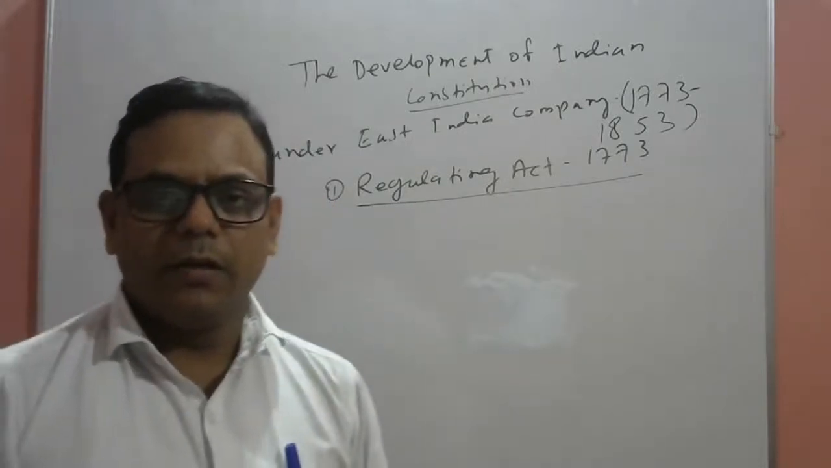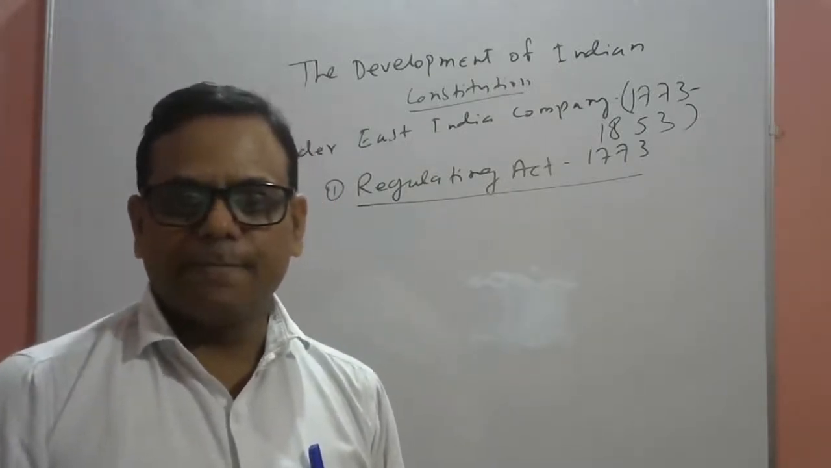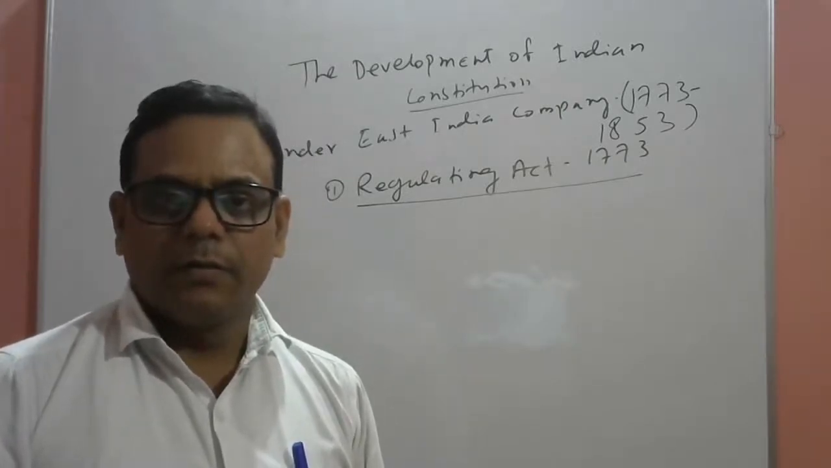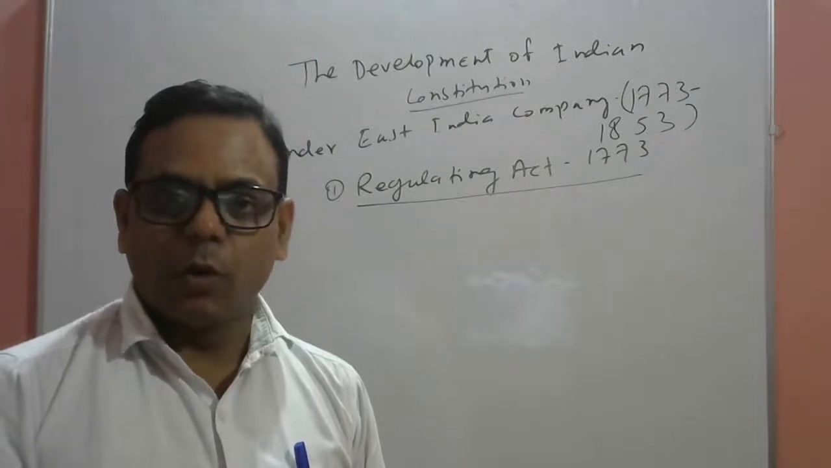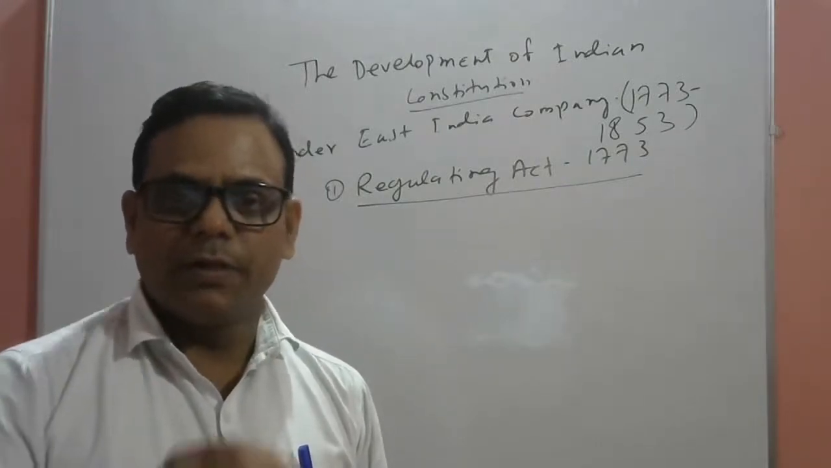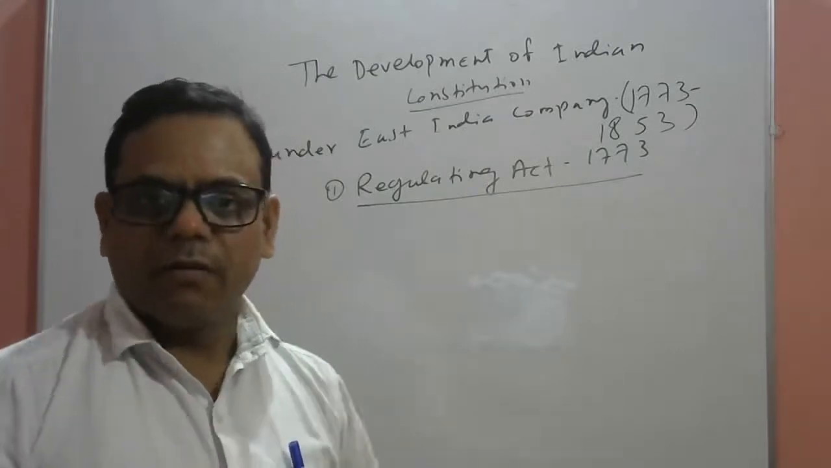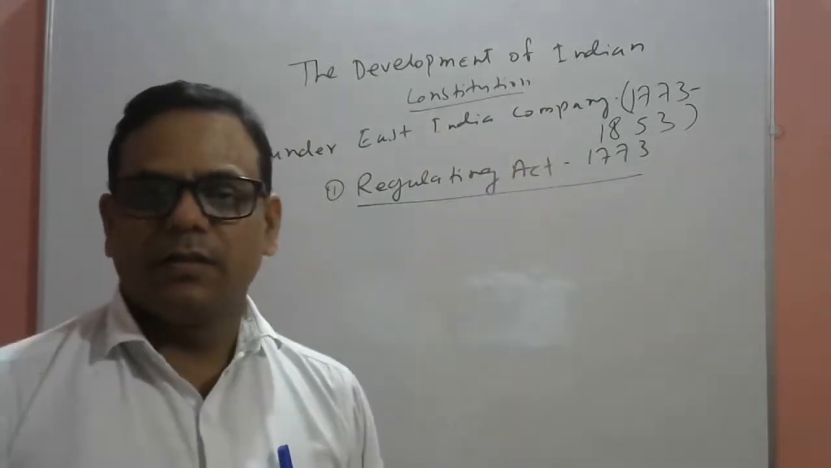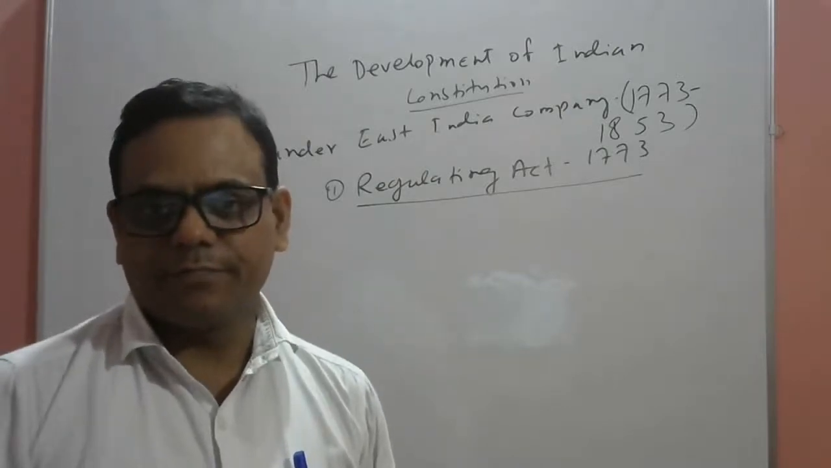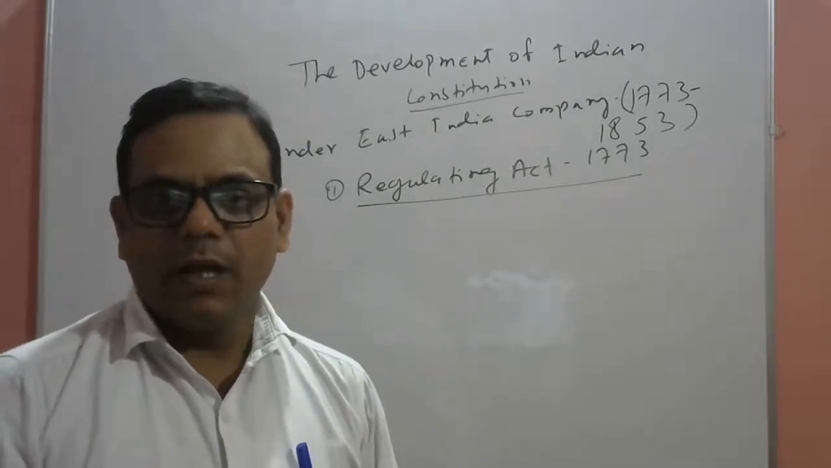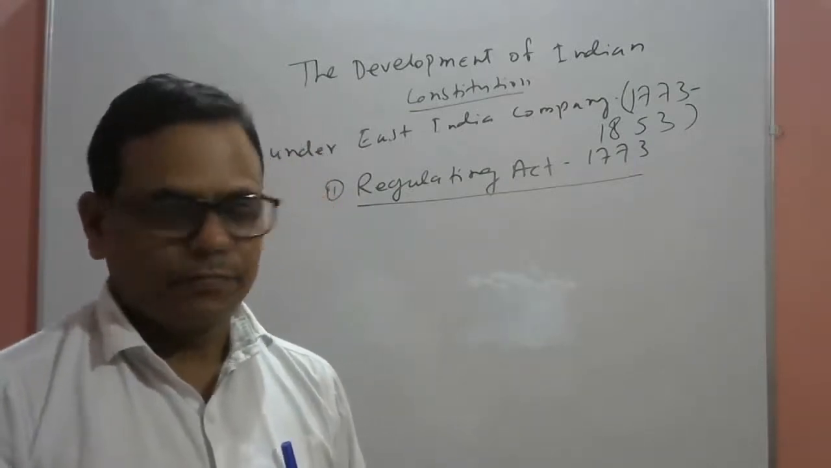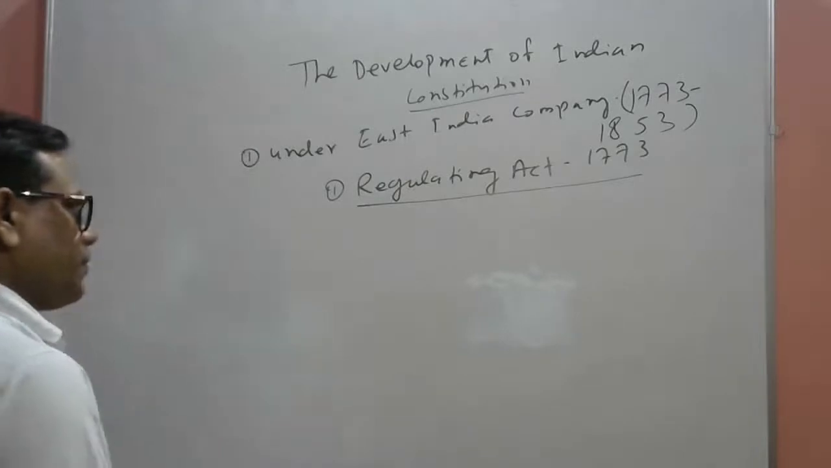and ultimately the British government passed a law for East India Company in India, which is known as the Regulating Act of 1773. And what are the main provisions of this Act?